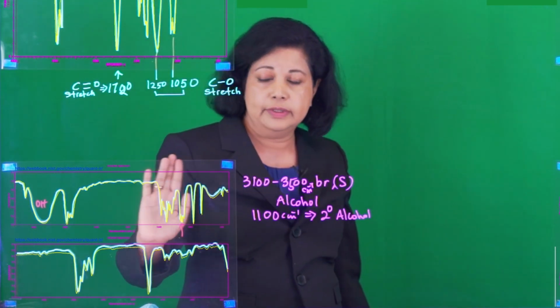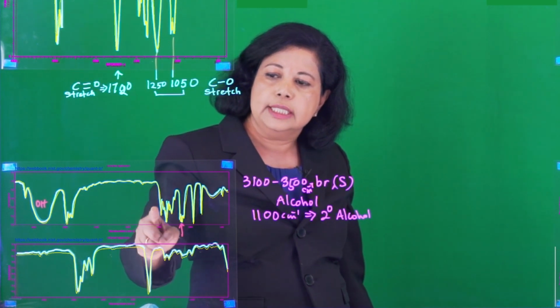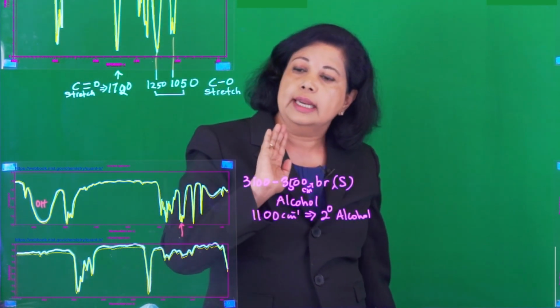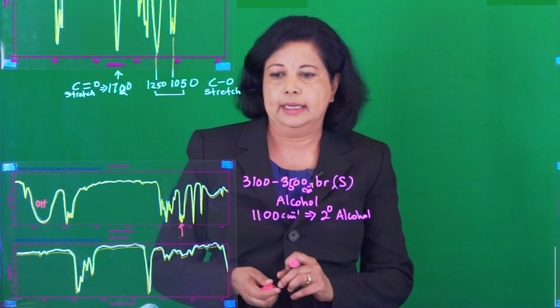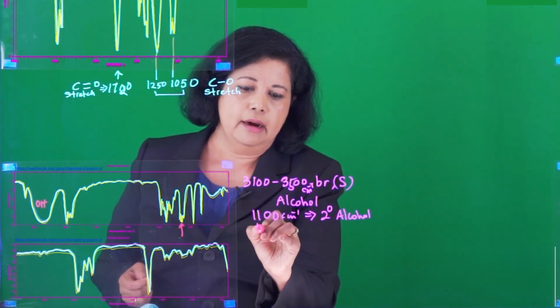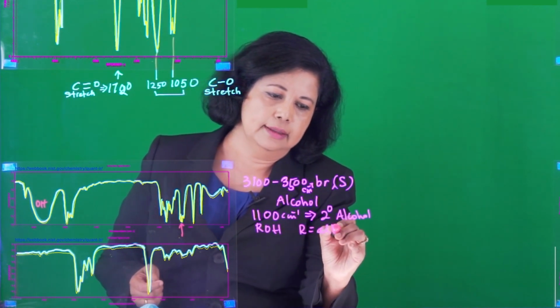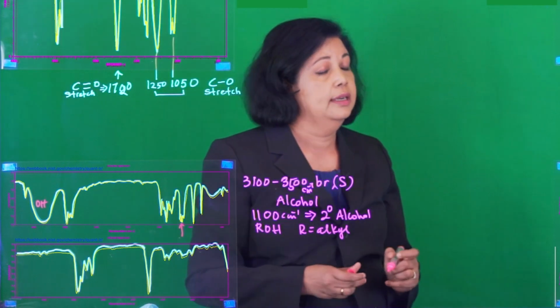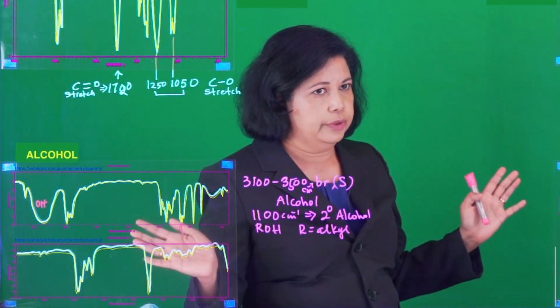Now, can we see anything else? Well, we don't have any stretches in the 1600, so it's an alkyl alcohol and not an aromatic alcohol. So this is ROH, where R is alkyl. Do we know how many carbons? Nope. For that, you've got to hold your breath and wait for NMR.